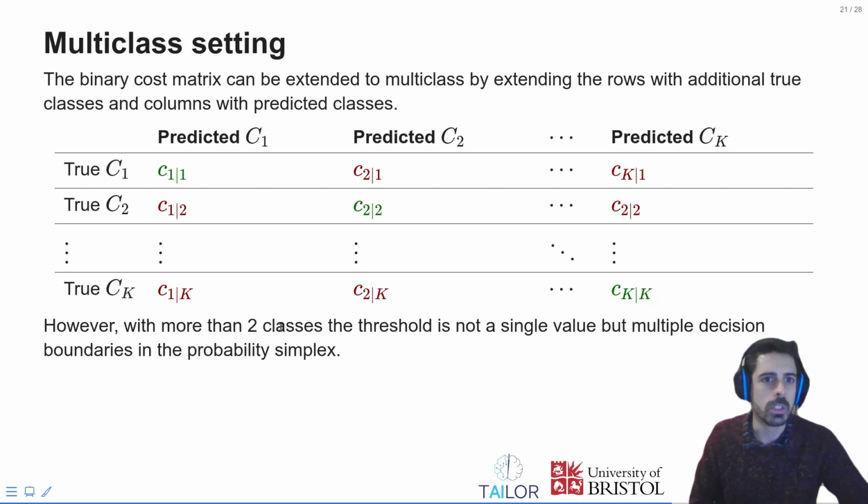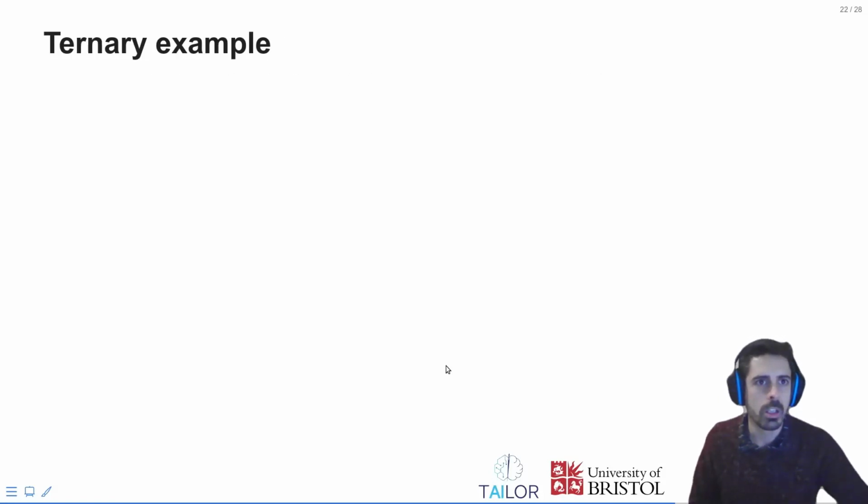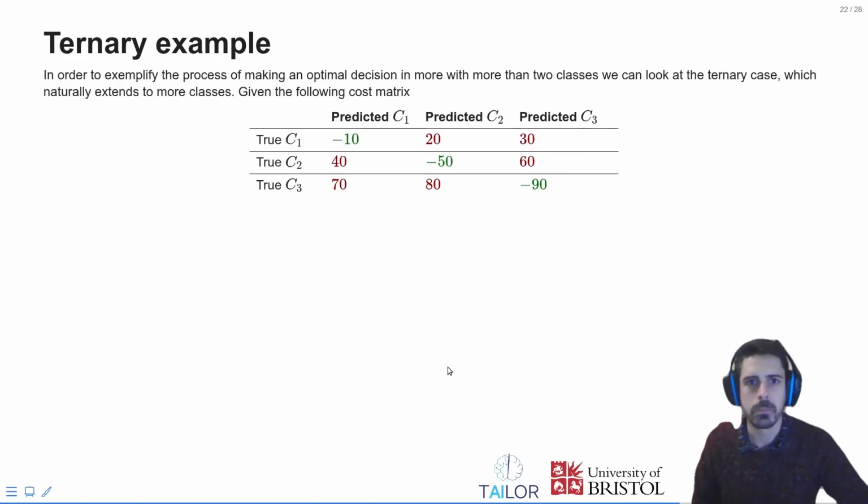However, if in the binary case we could find an optimal threshold, which was a single value, in this multi-class setting this is not the case anymore. We will have a decision boundary, or multiple decision boundaries, that live in the probability simplex. In order to illustrate that, we will look at a ternary example.